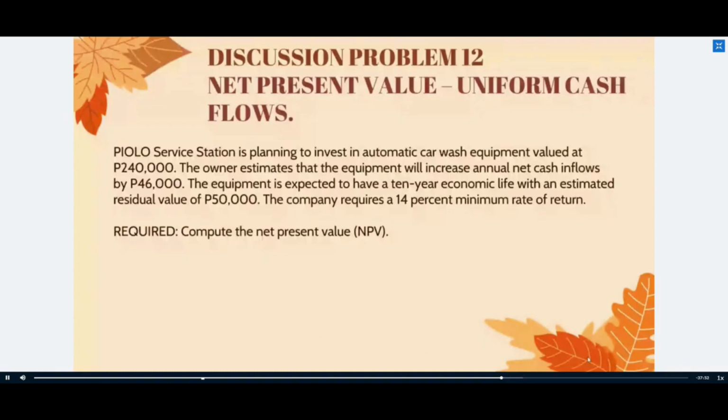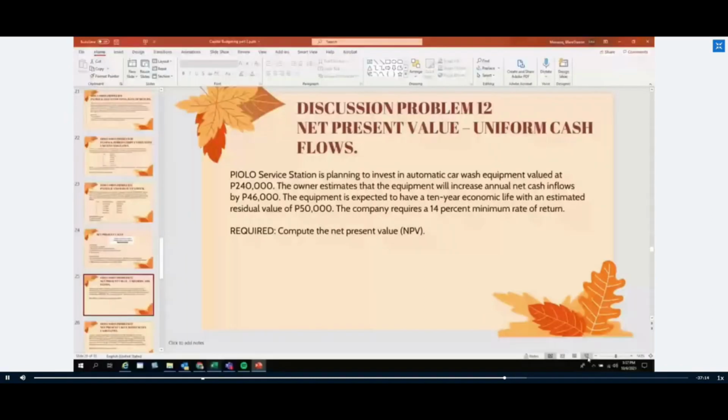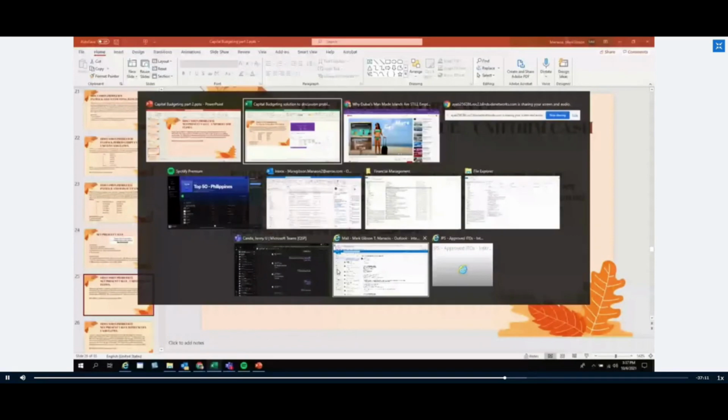So discussion problem number 12, compute the net present value or NPV. Piolo Service Station is planning to invest in automatic car wash equipment valued at 240,000. The owner estimates that the equipment will increase annual net cash inflows by 46,000 pesos. The equipment is expected to have a 10-year economic life with an estimated residual value of 50,000 pesos. The company requires a 14% minimum rate of return. So that's the desired rate of return. So let's have problem number 12.